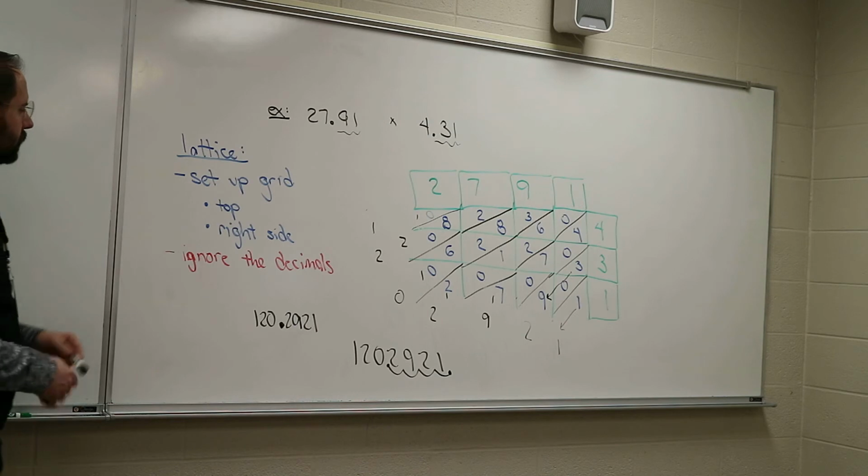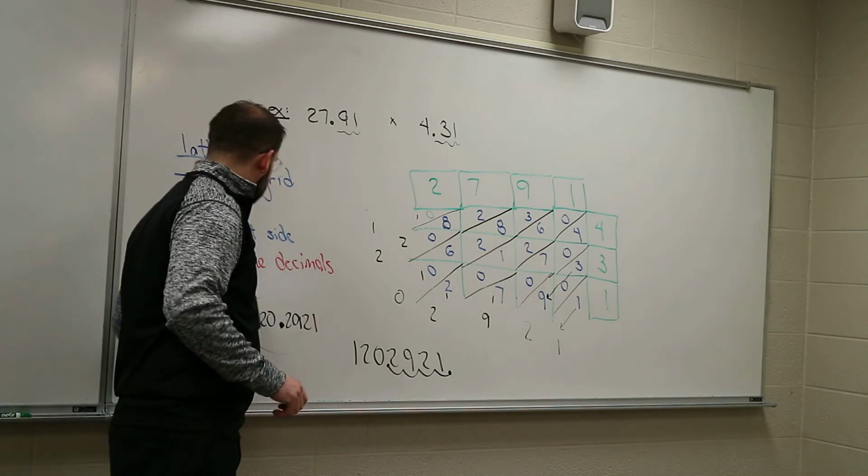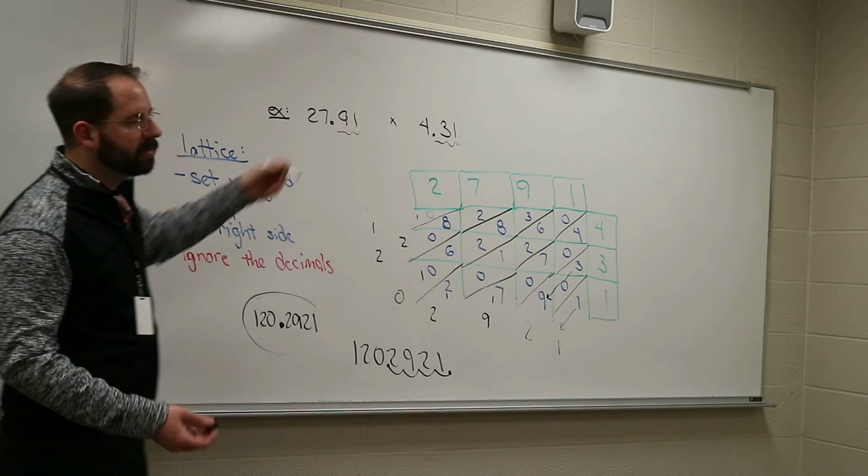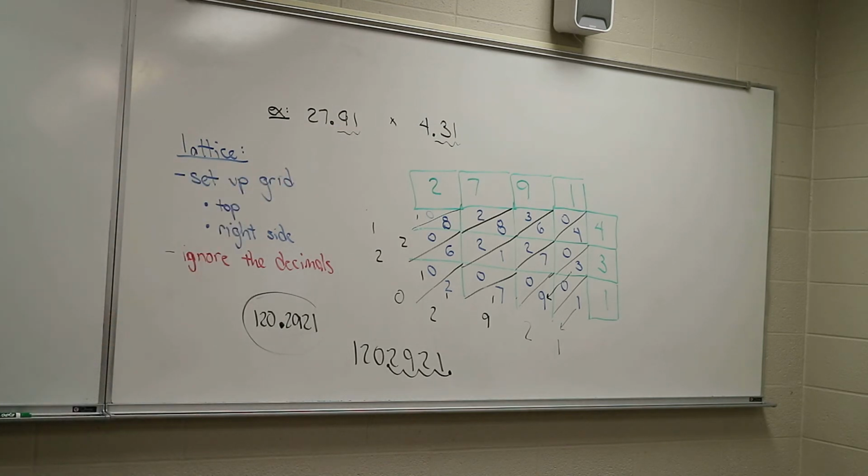Okay, so here's your answer. 120.2921. So it's about 120. And that should make sense. It was 27 times 4, or actually 28 times 4. So that makes sense. Okay, this will be about 120.